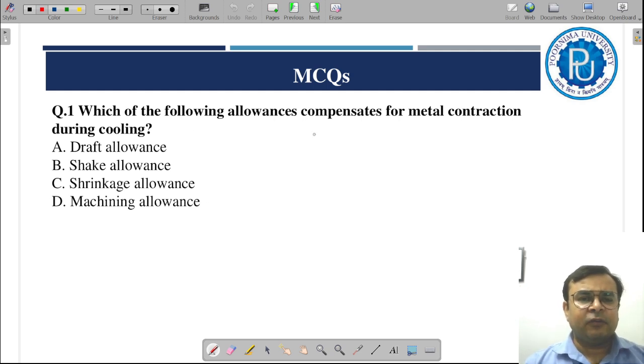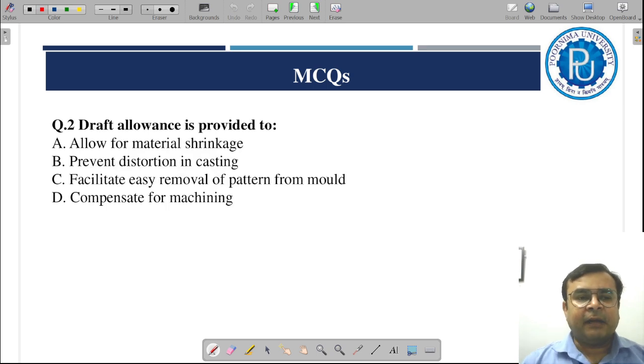Which of the following allowances compensates for metal contraction during cooling? Obviously during cooling, shrinkage takes place. So the right answer is shrinkage allowance. Next, draft allowance is provided to: allowances for material shrinkage prevent distortion in the casting? No, wrong answer. Facilitating easy removal of the pattern from the mold. So the right answer is option C. Draft allowance is provided to facilitate easy withdrawal of the pattern from the mold cavity.